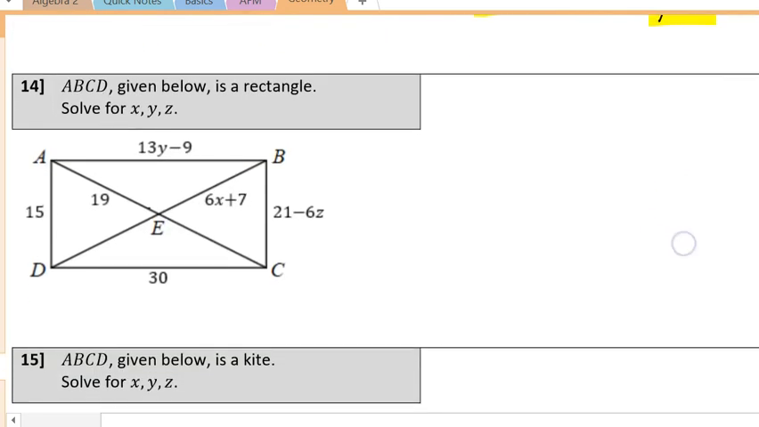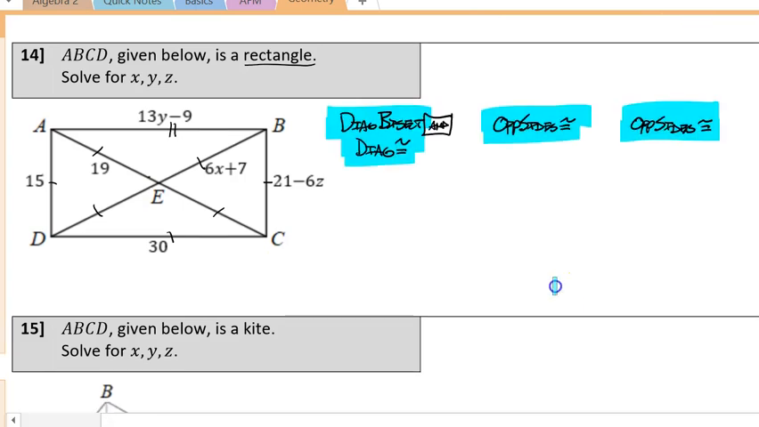Okay, question 14. Once again, we are given that we have a rectangle. We know that opposite sides are congruent. Additionally, we know the diagonals are congruent, that all 4 of these individual pieces are congruent, bisect each other, so we can set up several relationships here.